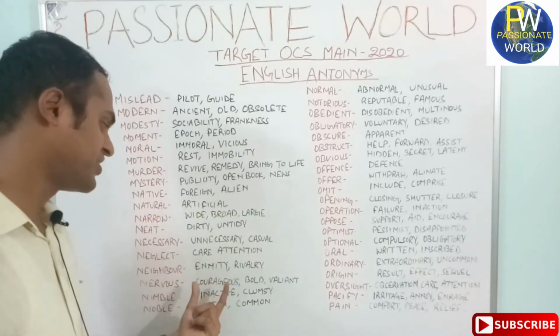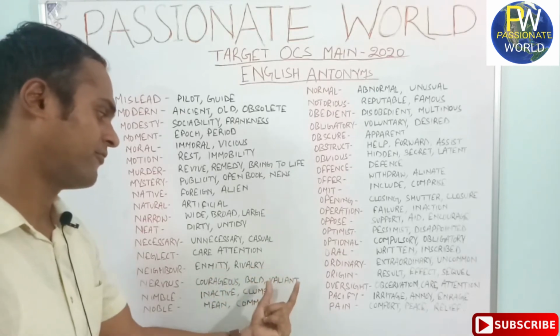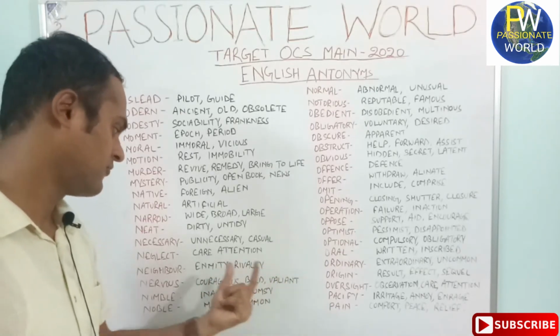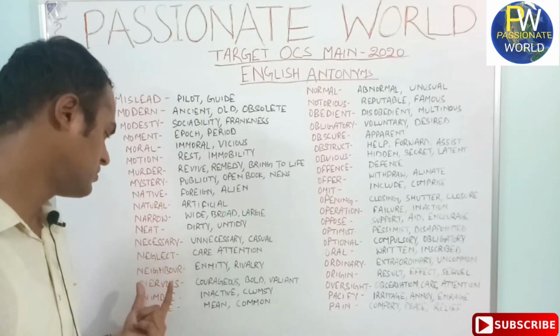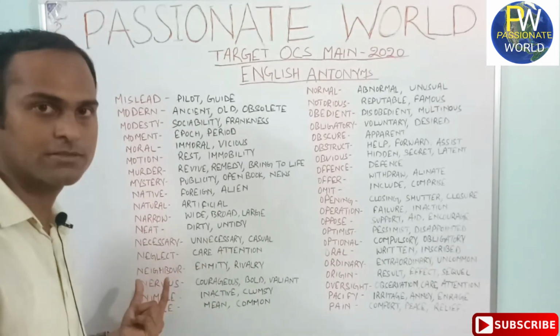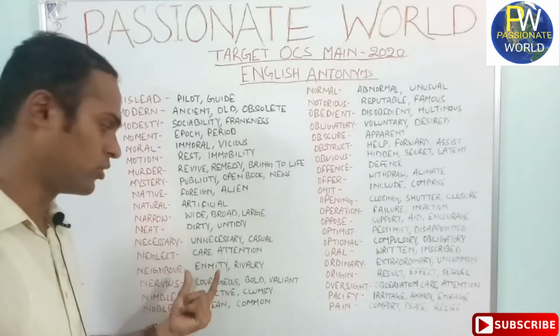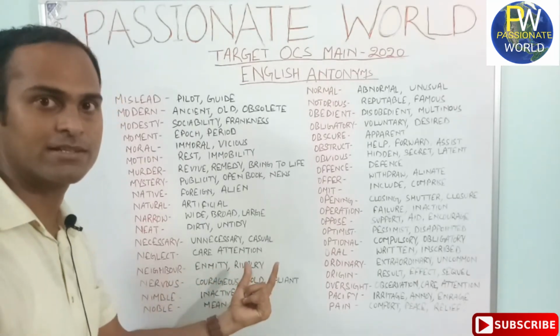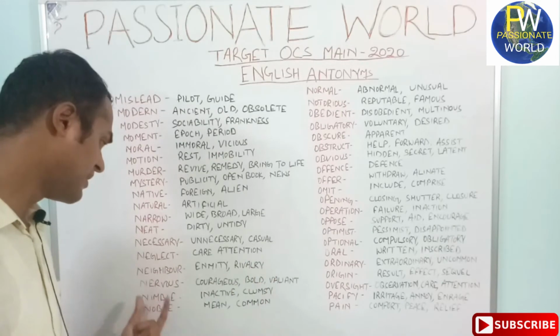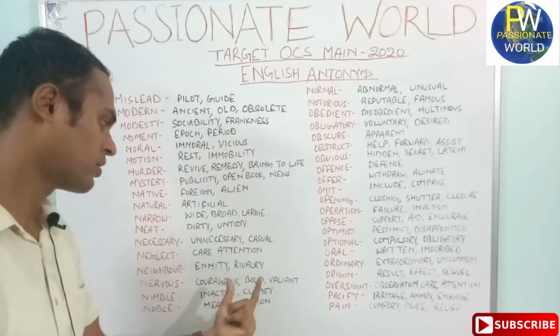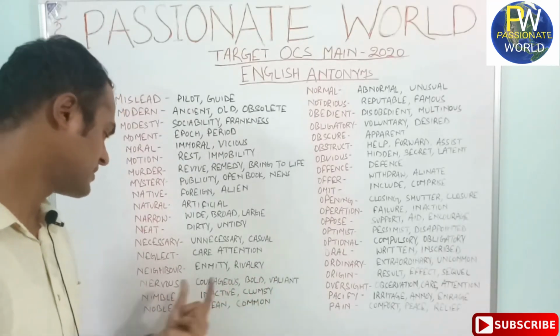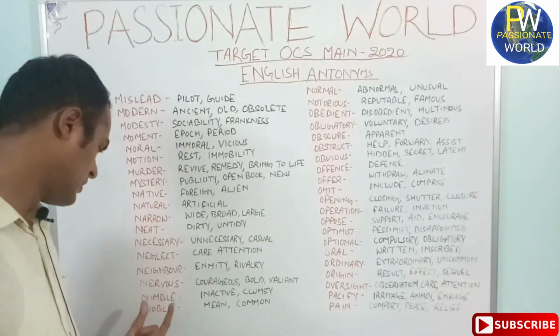Nervous, courageous, bold or valiant. We can write three for nervous. Don't be nervous before the exam. Be courageous, be bold and be valiant. Nimble, inactive or clumsy. Inactive, clumsy, that is nimble.